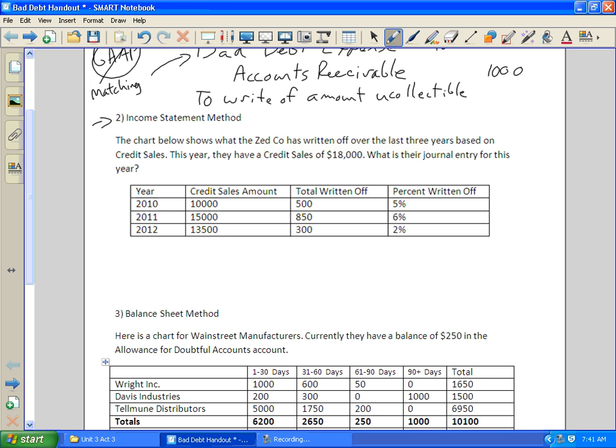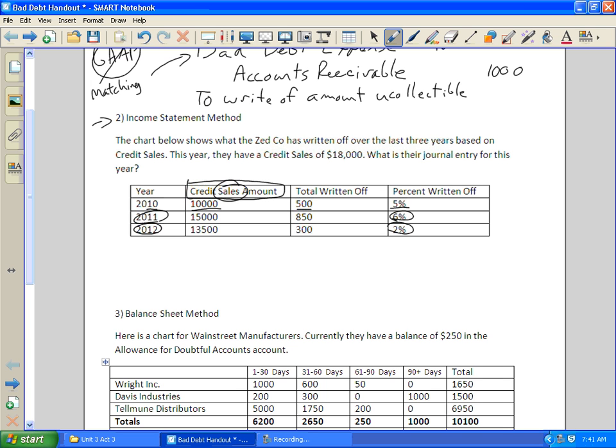Now it's called the income statement method because, and you'll look at this chart here, I'm just going to quickly circle this. We base the amount that we're not going to be able to collect upon the credit sales amount or the revenue amount. So we're looking at an income statement line item, the sales amount. That's where we're going to determine the amount that's totally written off. So in the year 2010, 10,000 credit sales were made, $500 worth of those were written off for 5%. In 2011, that became 6%. In 2012, that became 2%.